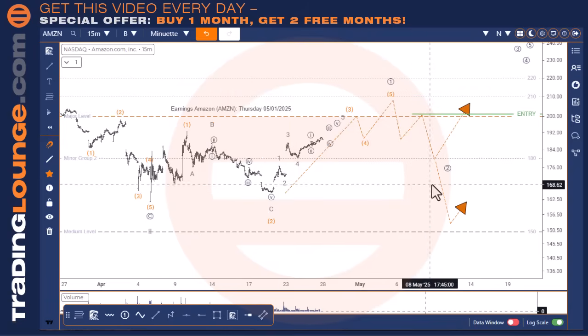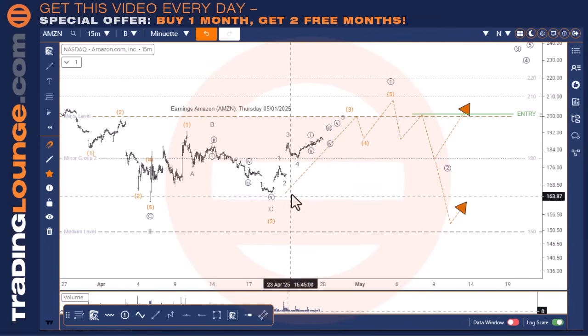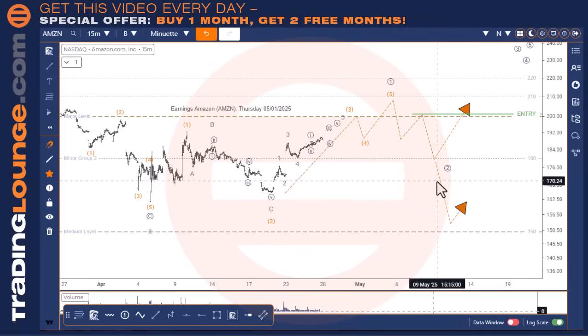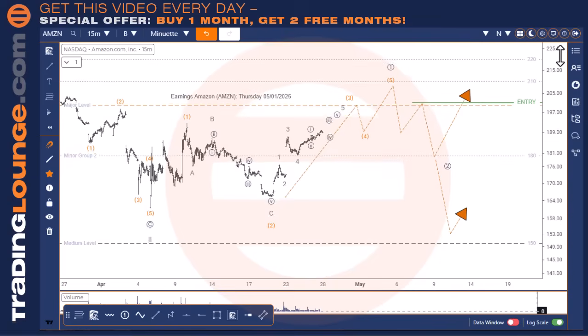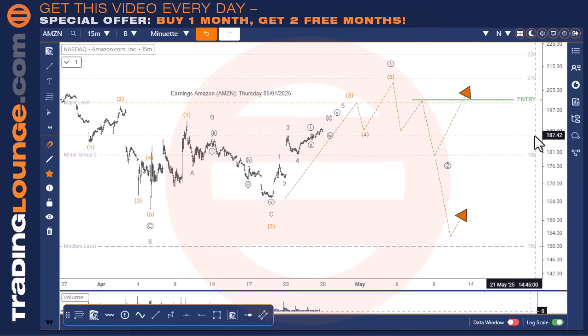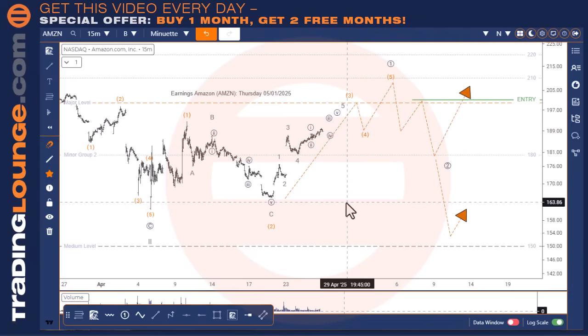Okay, so we need this to top and turn here, and there is a chance that it can make a new low here. It may or may not. We'll just see how that goes. It doesn't really matter what happens, because if it's going to be bullish, we're going to be on it. Okay, all we're doing is waiting for this 5-wave move up through to here to finish off.